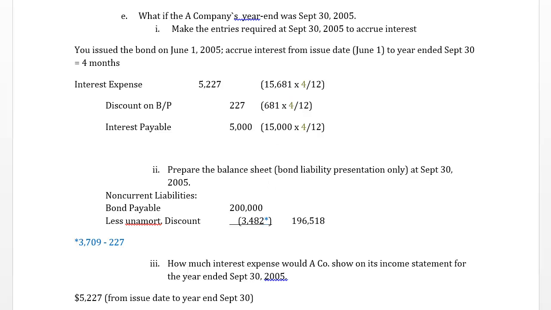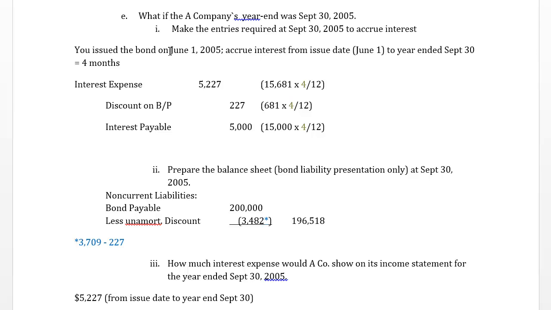Hi folks, now we're going into our third and final video here, continuing on with bond basics, and we're still assuming that the bond date and the issue date are different. The bond is dated January 1st, the issue date is June the 1st, and in this particular case, we have a year end of September 30th, which is before the actual date that the interest is being paid.